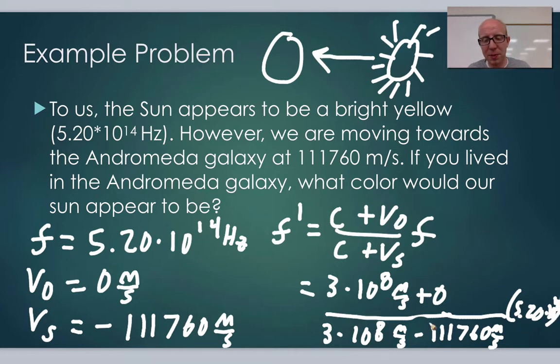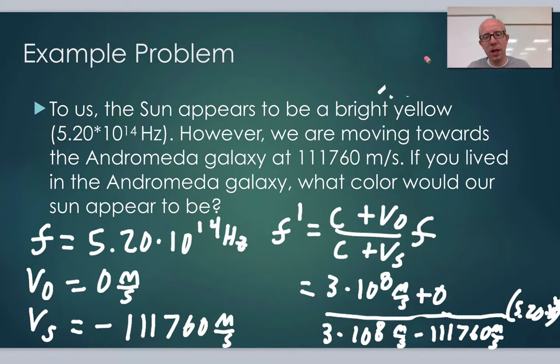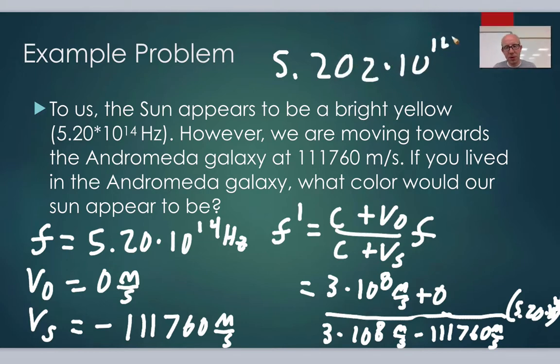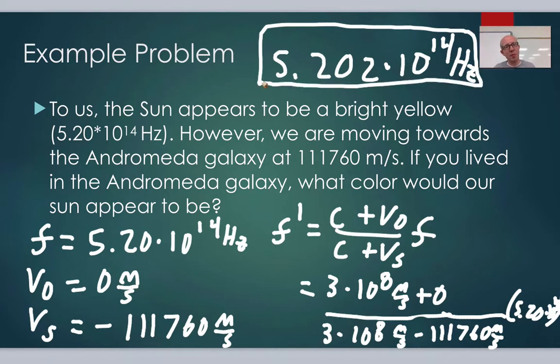I'm sorry, I kind of ran out of space there. But if we put this all into our calculator, just like we did before, our final answer is that the new color is 5.202 times 10 to the 14th hertz. So even though we're moving pretty dang fast towards that galaxy, it really doesn't shift the color that much compared to the speed of light.